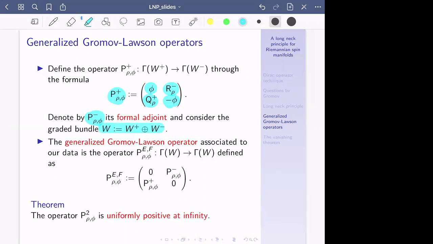And now the generalized Gromov-Lawson operator associated to our data is exactly this operator. So in other words, as you can see, this operator is by construction odd and essentially self-adjoint. Moreover, by the discussion that we made at the beginning, this is also essentially self-adjoint. So in other words, the closure is a self-adjoint operator. And now the theorem is that the square of the operator P is uniformly positive at infinity.